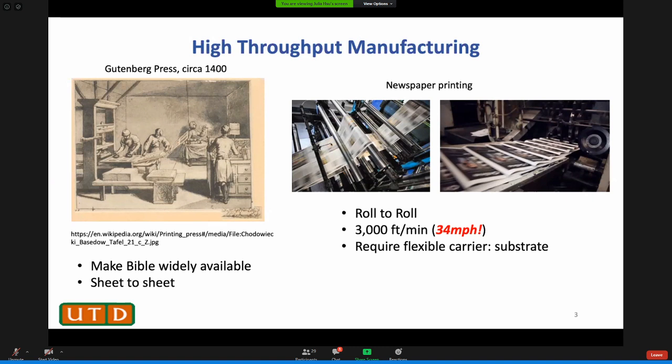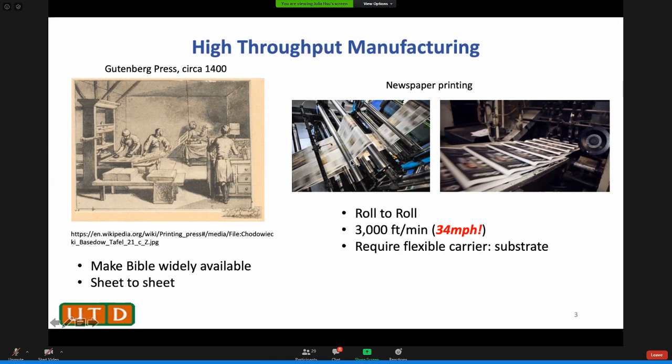And one thing you notice is, well, it's printed on paper for newspaper. Paper, one thing is it's cheap. The other thing is it's flexible. You need a carrier that goes on these rolls to make it flexible so you can print things on them. So we want to do this for electronics. And that's what people are working on nowadays.